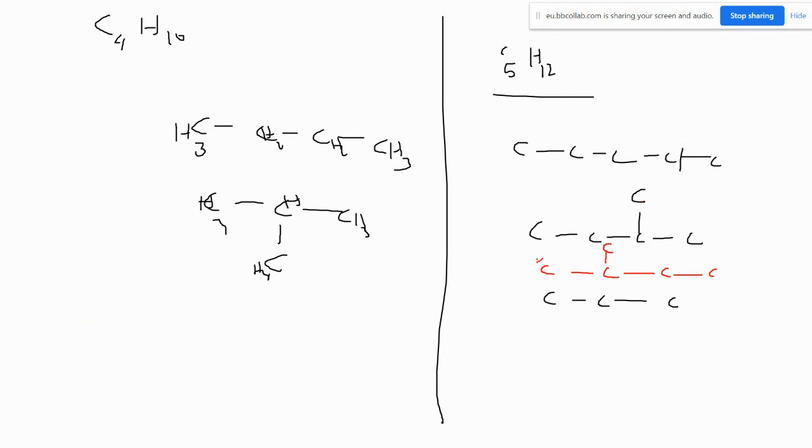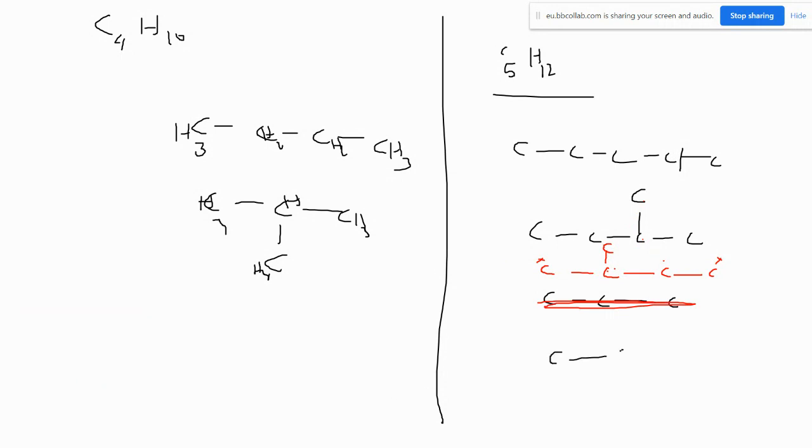Can we make a carbon here? No, not possible. Can we make a carbon here? No, a branch is not possible. A branch is possible on this carbon or on this carbon. 2 carbons. We put it here, we put it here. Okay, that's good. Now 1 branch is finished. Now we are going for the 2 branches. Okay, let's go for the 2 branches.